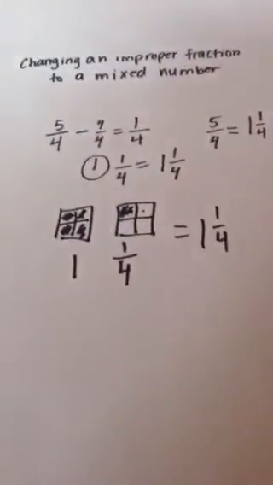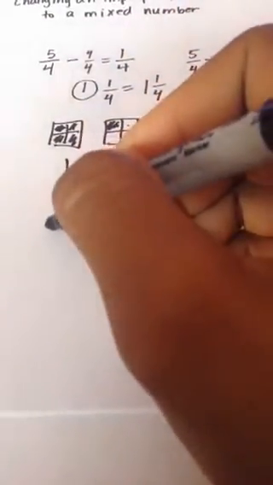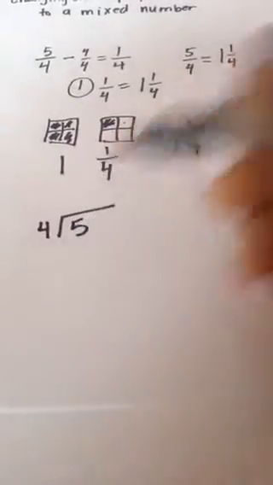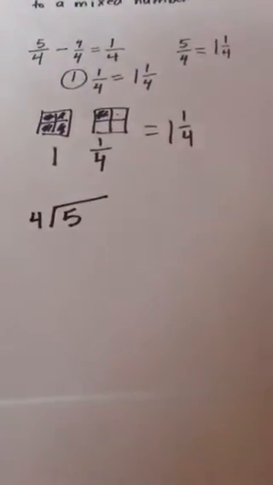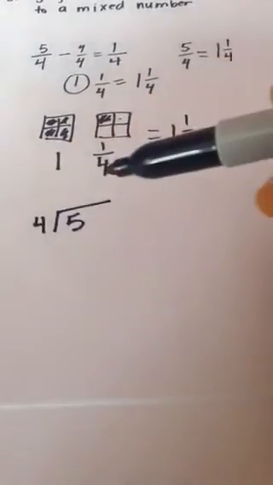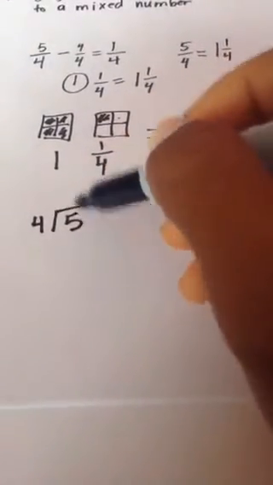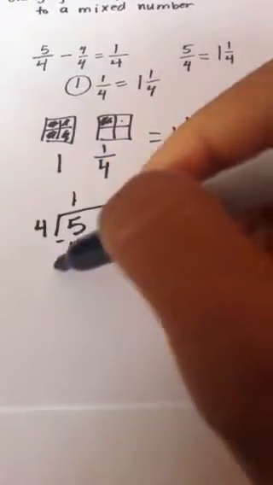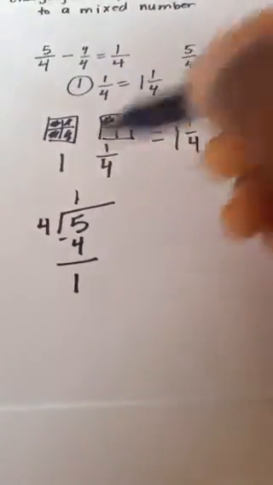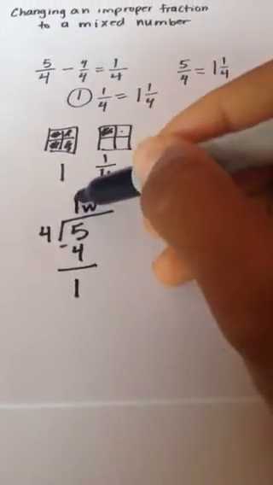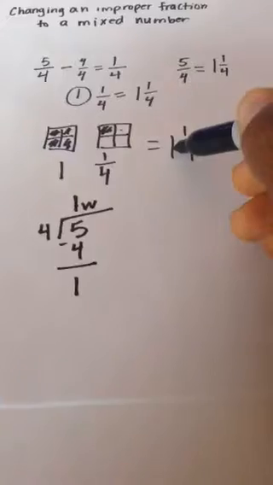Another way to do it is to divide. So you'd say how many 4s go into 5. So it's 5 divided by 4. So how many 4s go into 5? Once. 1 times 4 is 4. Subtract that out. That's 1. So this is your whole number. Your answer up at the top is your whole number, like this.